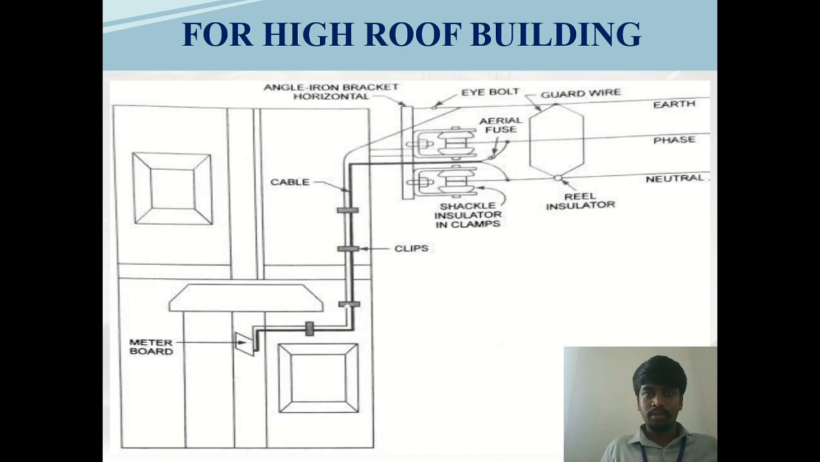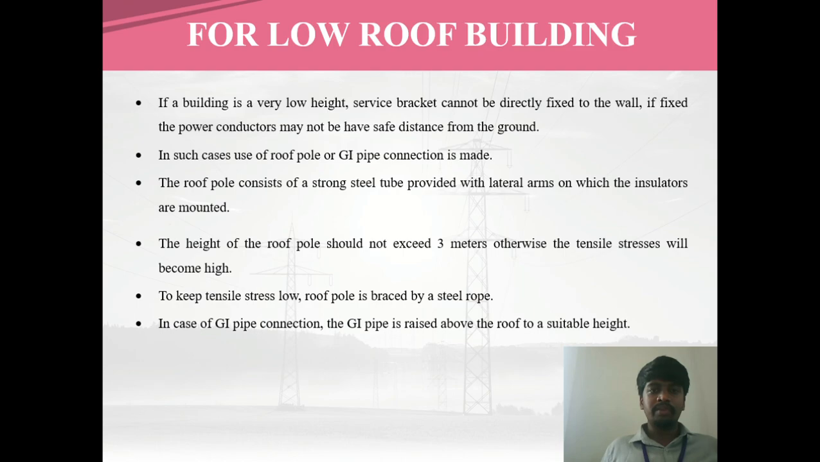Next, we'll go for low roof buildings. If the building is at very low height, the service bracket cannot be directly fixed to the wall, because the power conductors may not have a safe distance from the ground. In such cases, we use a roof pole or GI pipe connection. The roof pole consists of a strong steel tube provided with lateral arms on which the insulators are mounted. The height of the roof pole should not exceed 3 meters, otherwise the tensile stress will become high. To keep tensile stress low, the roof pole is braced by steel rope. In a GI pipe connection, the pipe is raised above the roof to a suitable height.